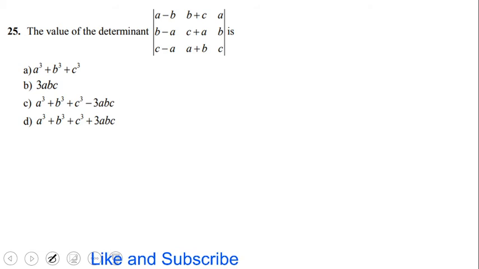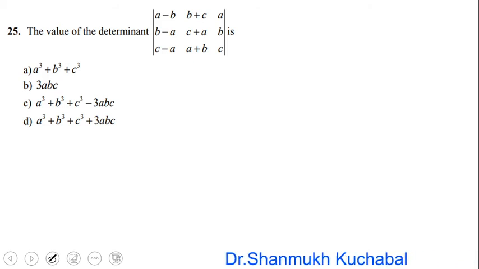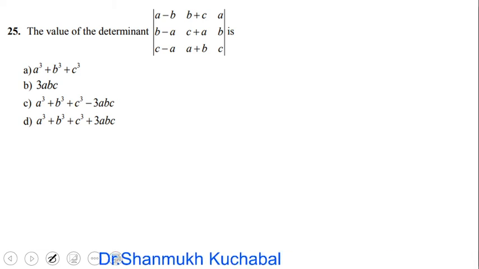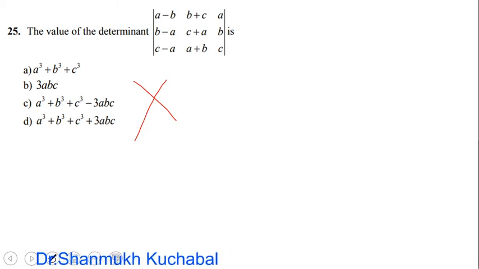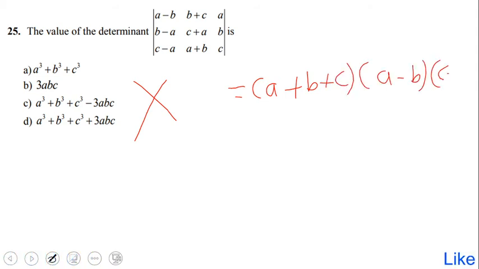The question is the value of a determinant. So this is a determinant, what is the answer? We have to use substitution and calculate here. This option was wrong, so in 2018 they gave grace marks for this one. All answers are wrong here. So the right answer is a plus b plus c, a minus b, c minus b here.